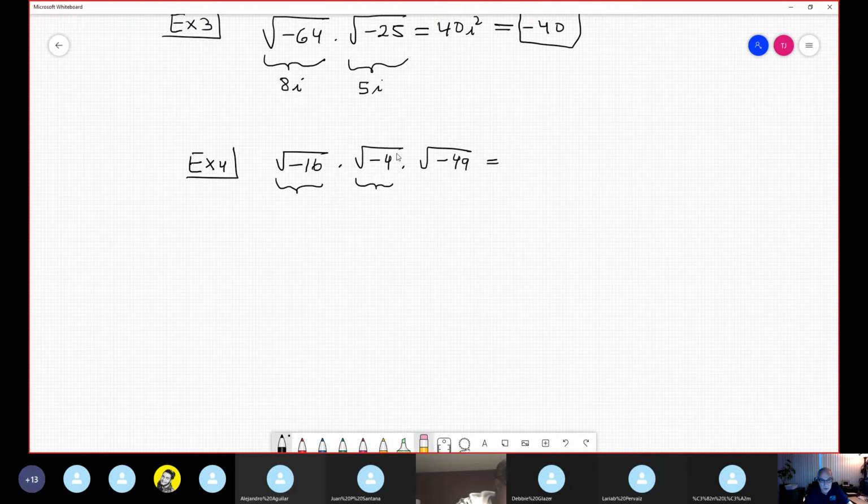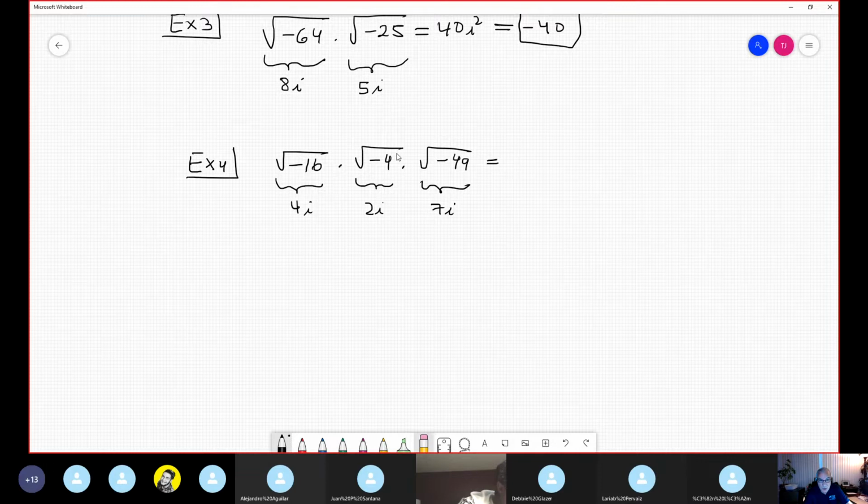This is 4i, because I know very well that square root of 16 is 4. This is 2i, because I know very well that square root of 4 is 2. And this is 7i, because I know very well that square root of 49 is 7. And in every case, we have a negative quantity inside the radical. Therefore, we expect i. Okay?